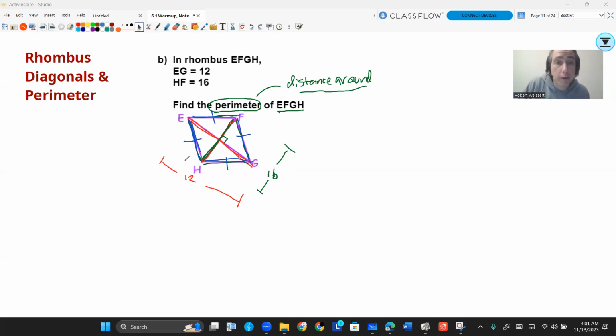So what I do know is that my rhombus has diagonals that bisect each other, because it is a parallelogram. Diagonals bisect each other. So what can I do with that? Well, I know this is 12. That means these two lengths will be half of 12. So you're going to take that 12 and divide by 2. And that'll give me a 6 there and a 6 there. Now I can go to that 16.